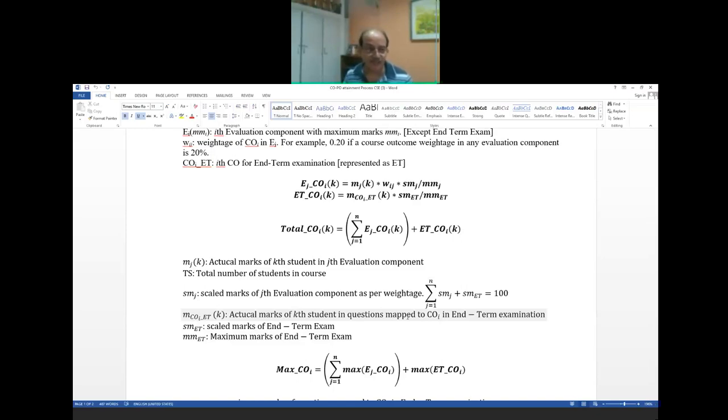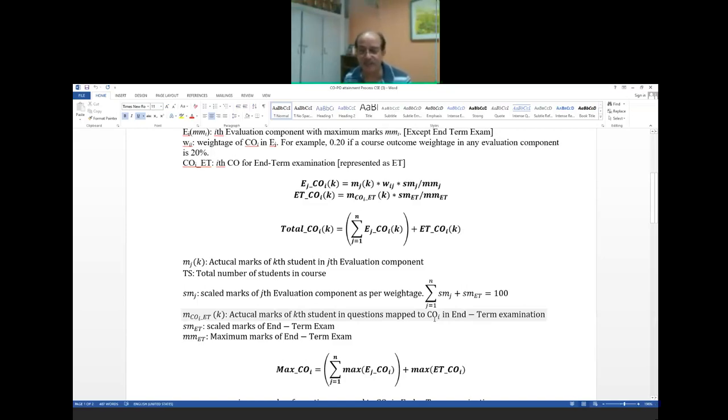This is what I said in our institute. What we do is we take quiz 1, quiz 2, quiz 3, and sessional 1, sessional 2, and the others. And while we go for our final examination, what we do is we make an Excel sheet for the marks obtained by each of the students in each of the questions there.